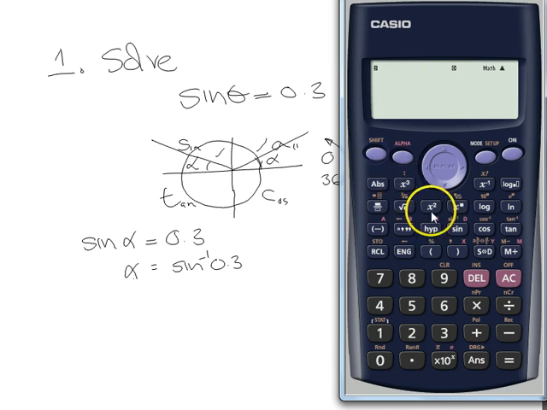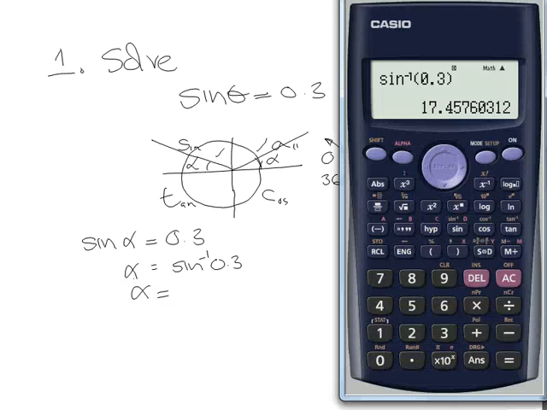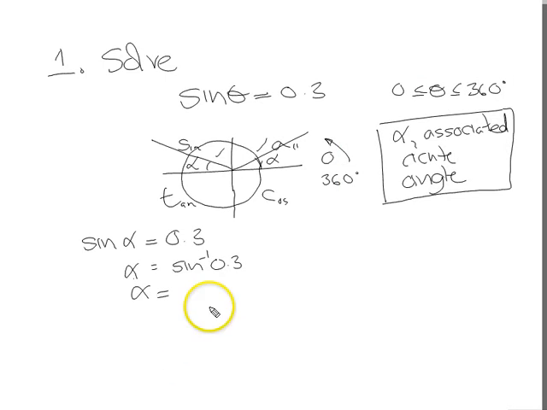So now we want shift and then sine. Here it is here. It's the little red thing above this button here, the arc sine or the inverse sine. Shift sine 0.3. Okay, tap that in then. Close bracket for the sine, press equals, and what do we get? So we get alpha equals 17.45, 17.46. I'll do it to 2dp. 17.46 degrees. There we go.